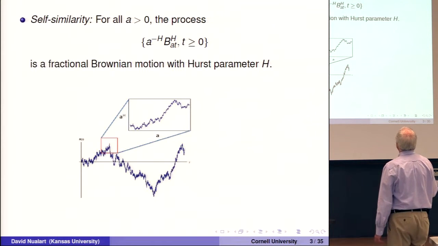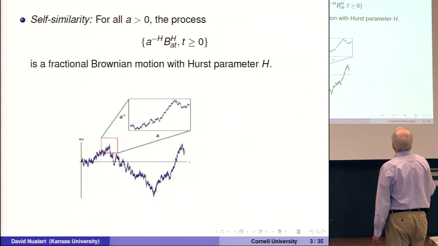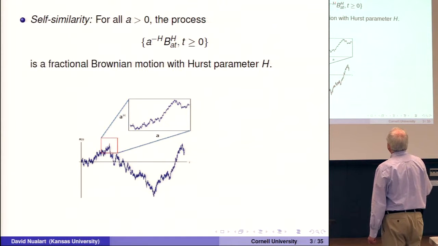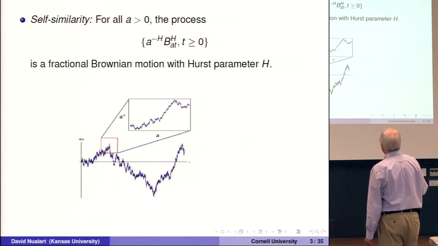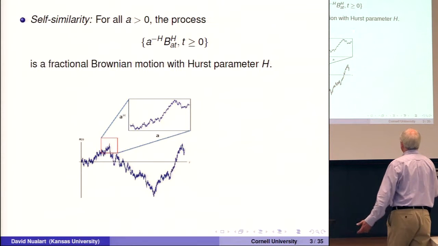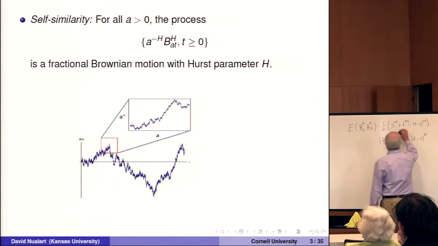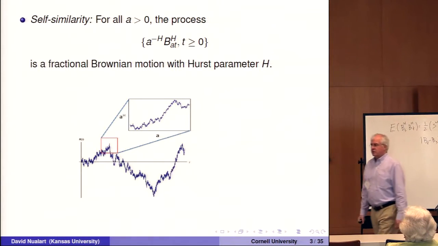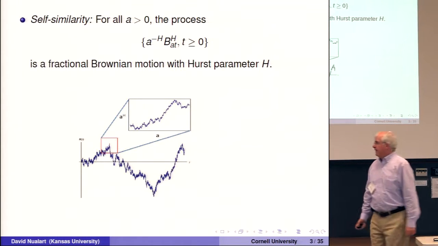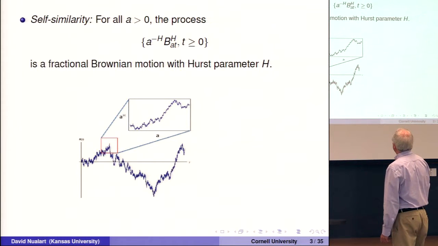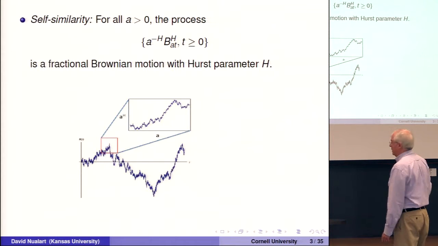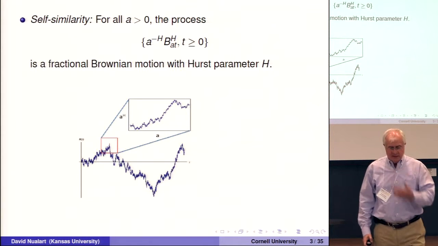So if you make a change of scaling in time, you multiply time by a, and then you make a change of scaling in space by a to the power minus h, then this turns out to be a fractional Brownian motion with the same Hurst parameter. And this is simply because the covariance is homogeneous of order 2h. So in other words, this is the self-similarity property. You zoom the trajectory and you get a trajectory that has the same distribution as the original one. That's the notion of self-similarity.